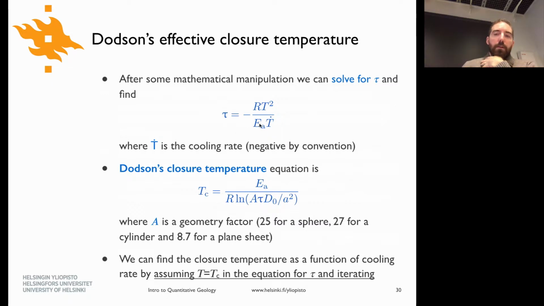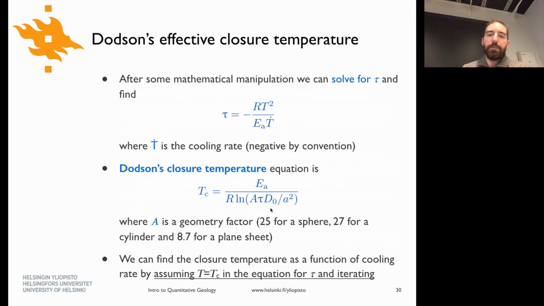But there's a little bit of math involved, and you can end up with this thing where you have this kind of time constant called tau that relates to temperature, the cooling rate, gas constant, and the activation energy for whatever diffusion system you're considering. And then that tau goes into this equation here for the closure temperature, which again basically has a lot of the same terms. There's a geometry factor in here that you have to think about if you've got a sheet mineral versus something that's more like a sphere or a cylinder. This geometry factor will change how much of the daughter isotope is trapped in the crystal.